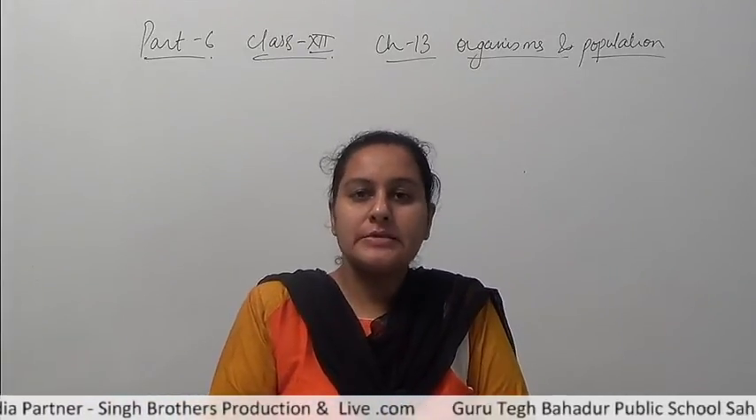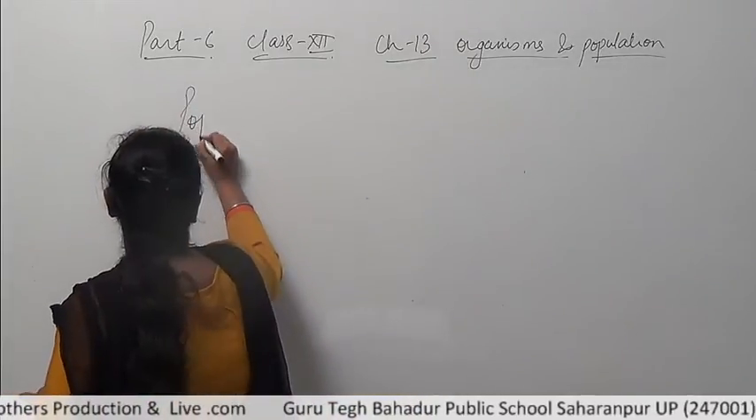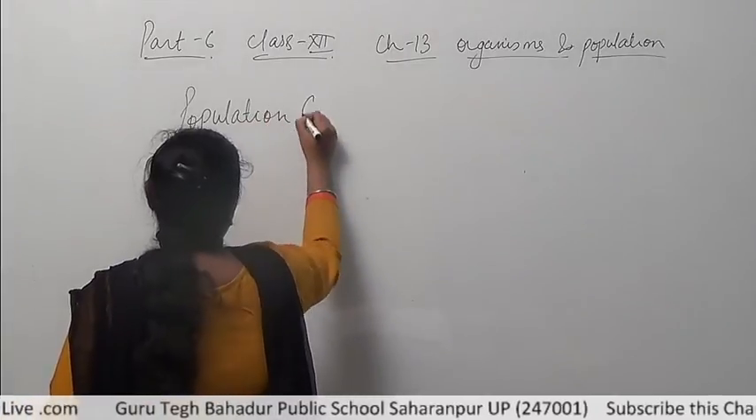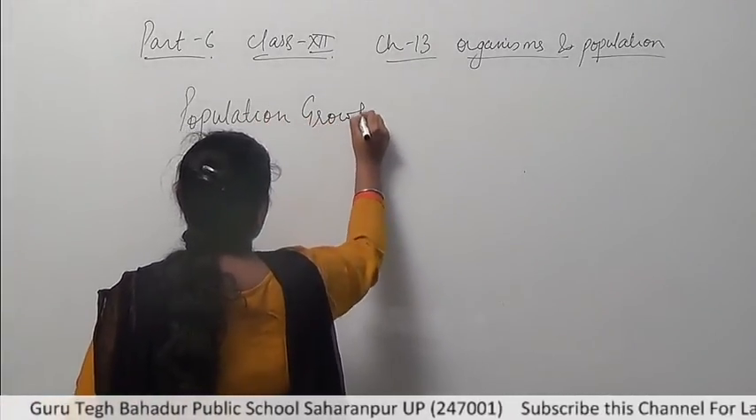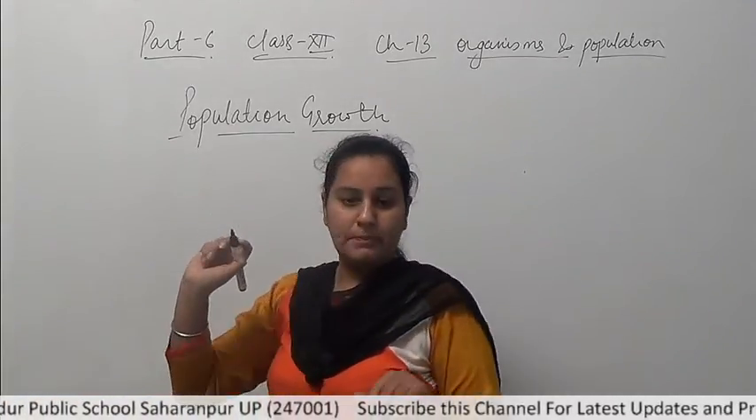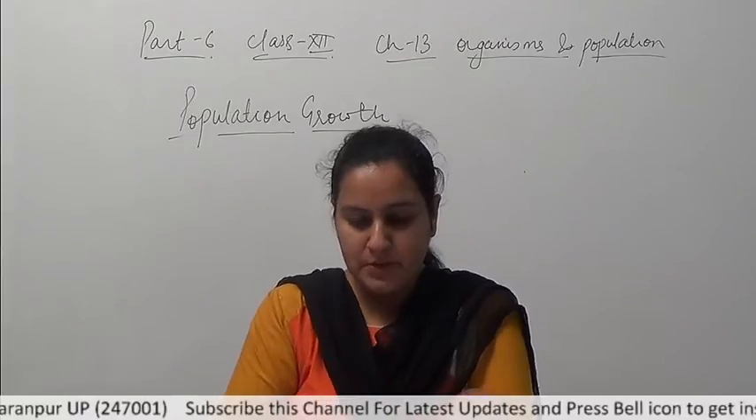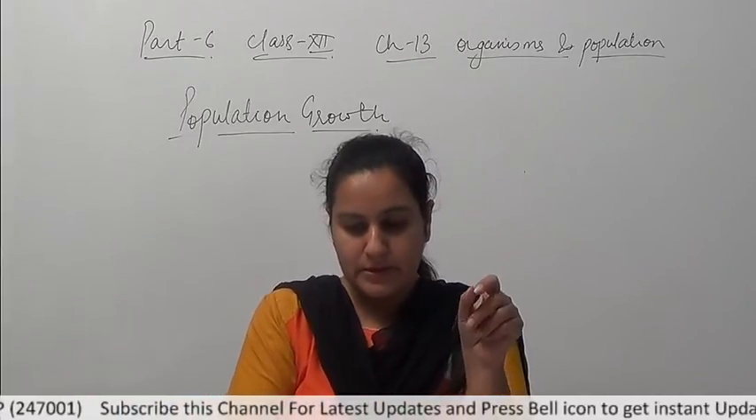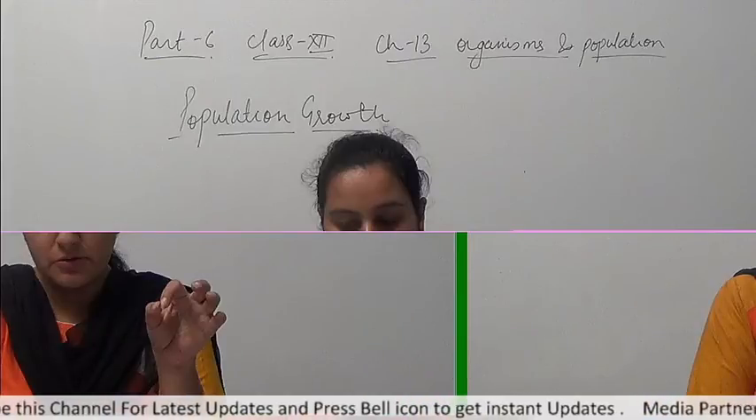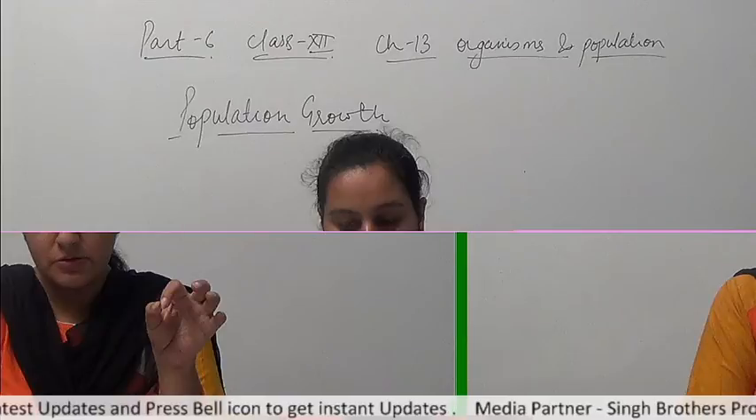So let's continue the next topic, that is the population growth. Yesterday we had discussed the various attributes of the population. Now I am going to discuss with you the population growth. The size of the population depends basically on the food availability, predation pressure and the weather. The size of the population is not a static parameter, it may change from time to time.